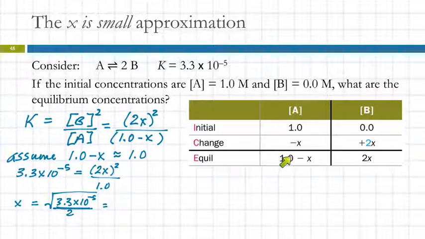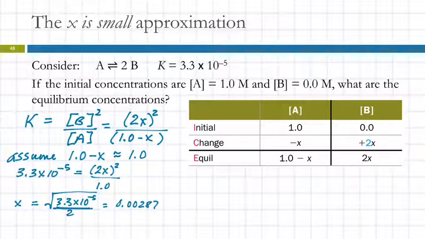We're not assuming that x is 1, we're assuming that x is small. So here, if x is 0.000001, and I'm subtracting it from 1.0, it's not going to matter, right? Yeah, that's the idea. So we end up with the square root of 3.3 times 10 to the minus 5, and that's divided by 2. So I'm getting 0.00287.